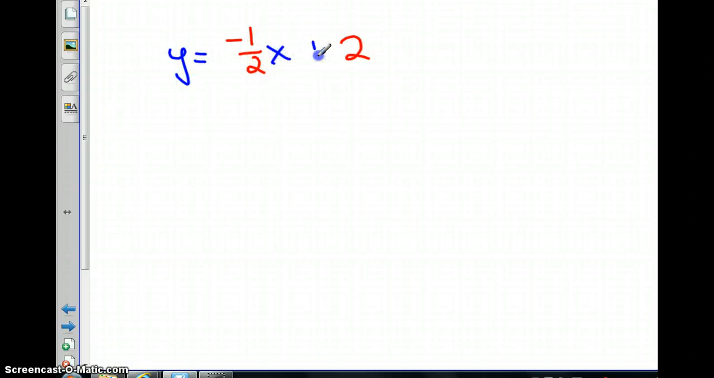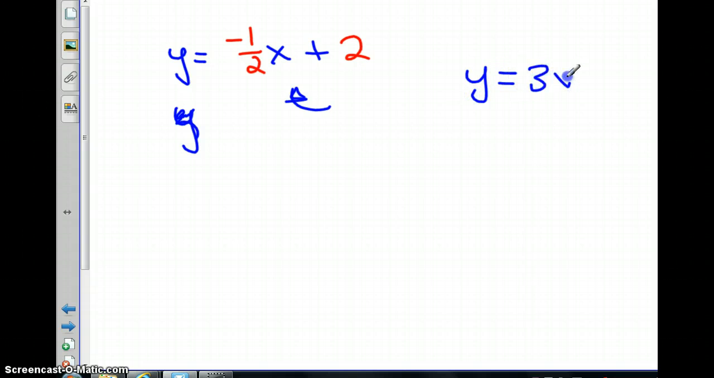Negative 1/2 x plus 2, something like that. Okay, let's look at this line right now. Let's say here's my new line. It's perpendicular to this guy, and it has a y-intercept that's similar to this line right here, 3x minus 7. What's the formula for that line?